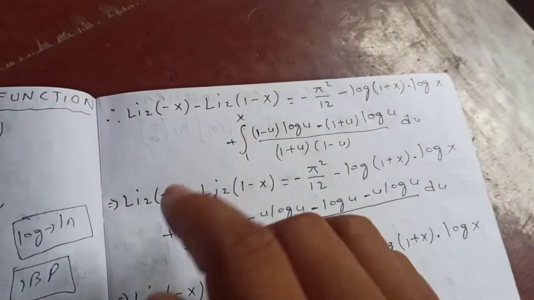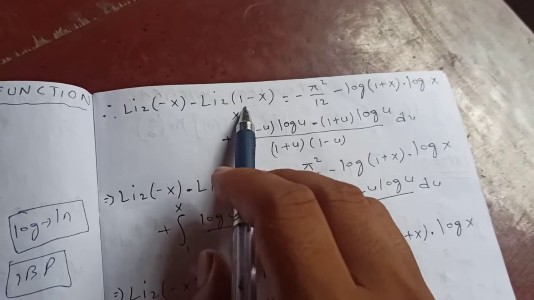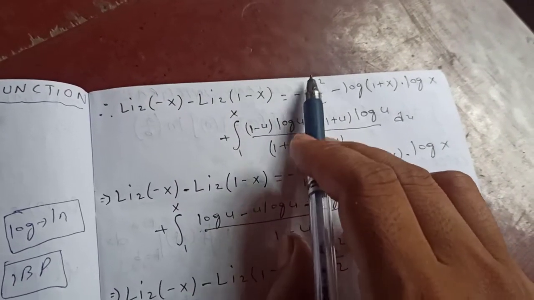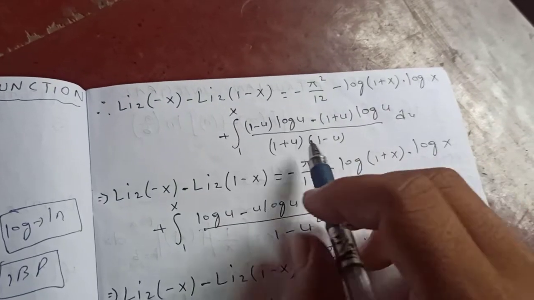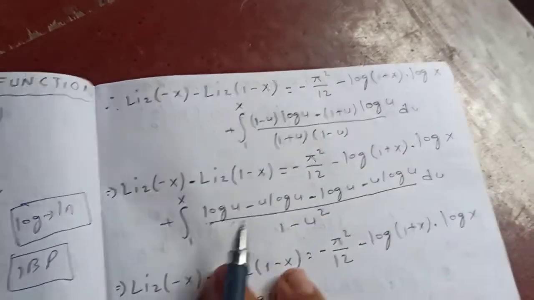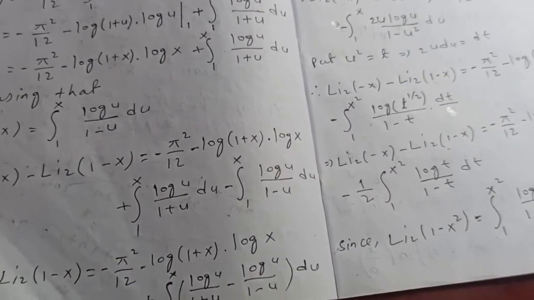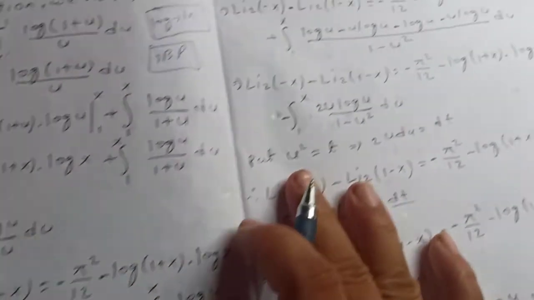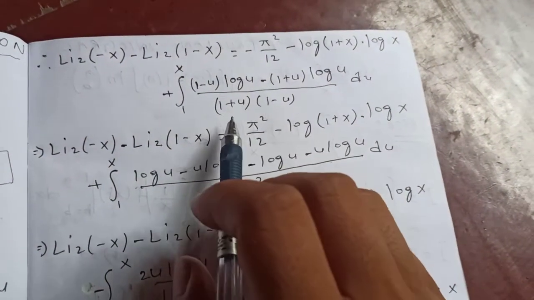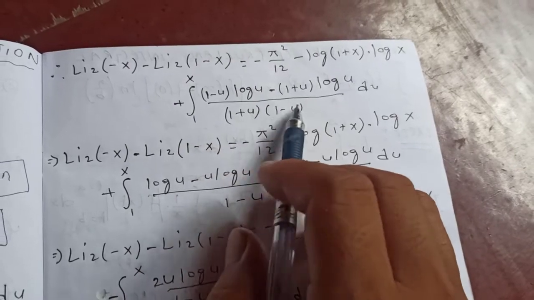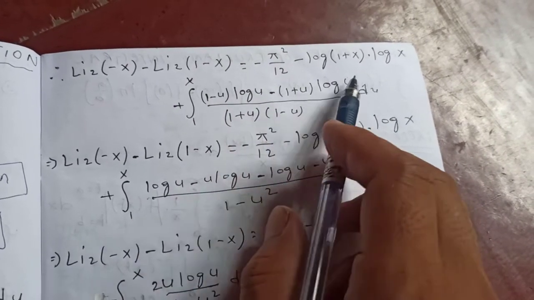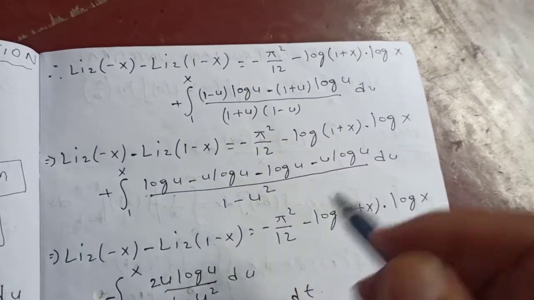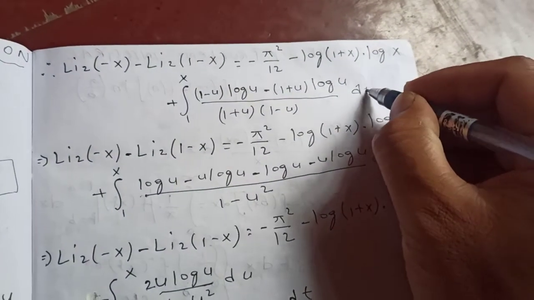Now Li2 of negative x minus Li2 of 1 minus x is negative pi squared over 12 minus log(1 plus x) times log x plus the integral from 1 to x. Now taking the LCM here, so it will be (1 plus u)(1 minus u), right? This will be (1 minus u) log u minus (1 plus u) log u, okay? Taking the LCM, du, okay?